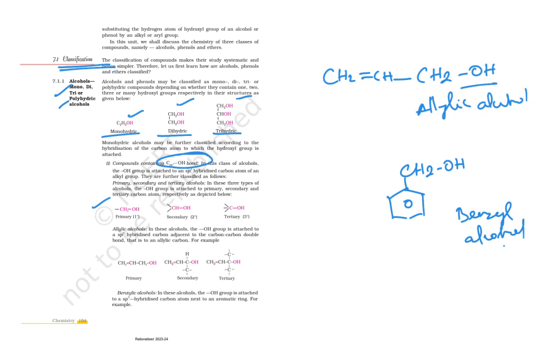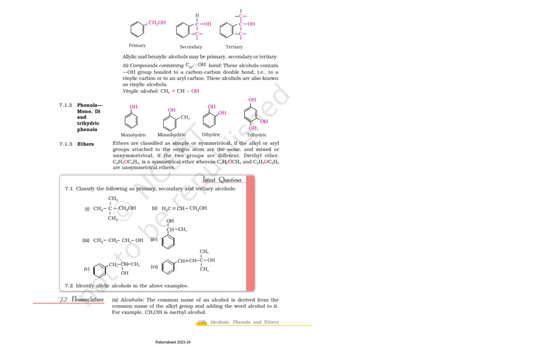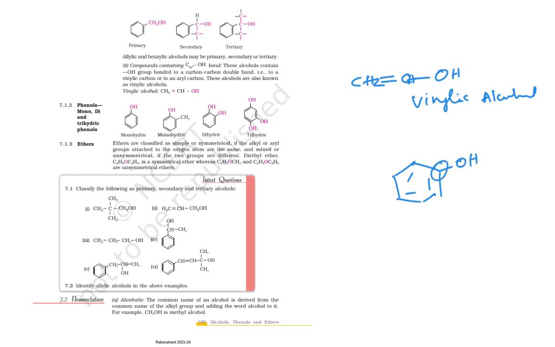Then there are two more classifications, vinyl alcohol and aryl alcohol. If the OH is directly bonded with the sp2 hybridized carbon atom of a carbon-carbon double bond, this is vinylic alcohol. If the OH is directly bonded with the sp2 hybridized carbon atom of an aromatic ring, we call it an aryl alcohol. In the aryl alcohol, there is one OH group, so this is monohydric alcohol. Then this is dihydric, and this is trihydric alcohol.